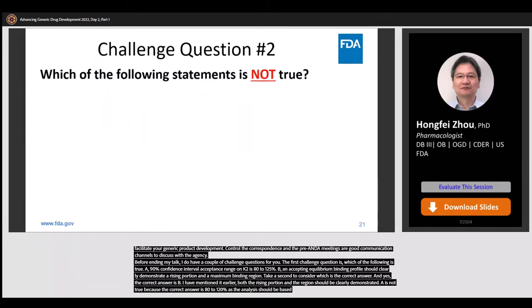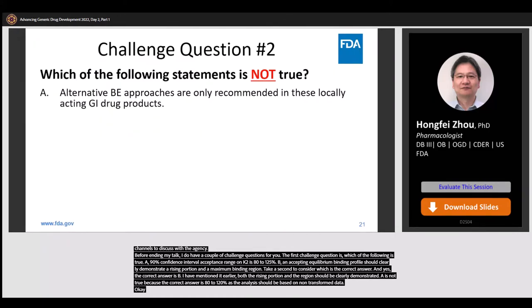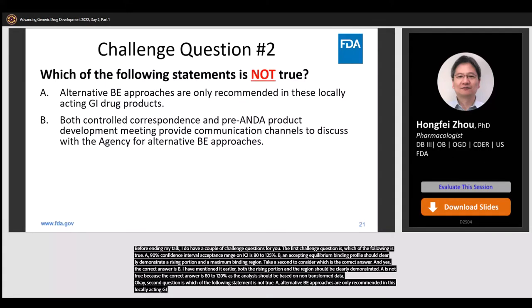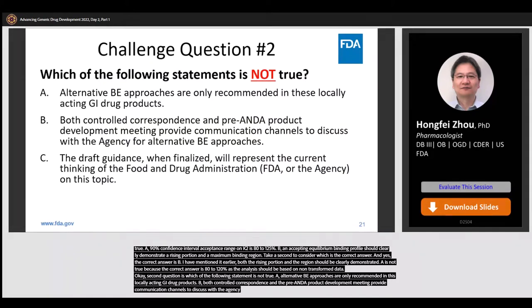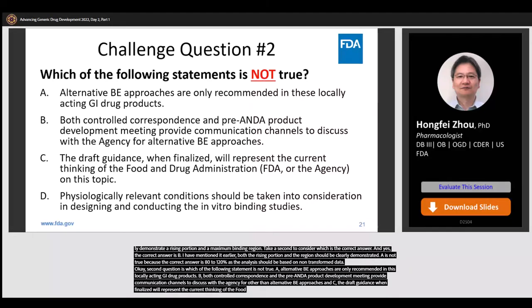Okay, second question is, which of the following statements is not true? A, alternative BE approaches are only recommended in these locally acting GI drug products. B, both controlled correspondence and the pre-ANDA product development meeting provide communication channels to discuss with the agency for alternative BE approaches. C, the draft guidance when finalized will represent the current thinking of the FDA on this topic. D, physiologically relevant conditions should be taken into consideration in designing and conducting the in vitro binding studies.